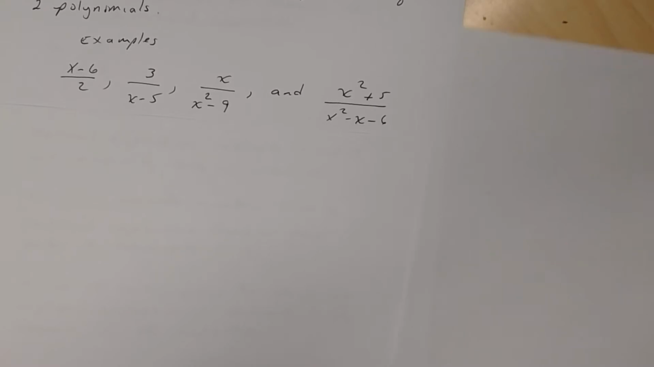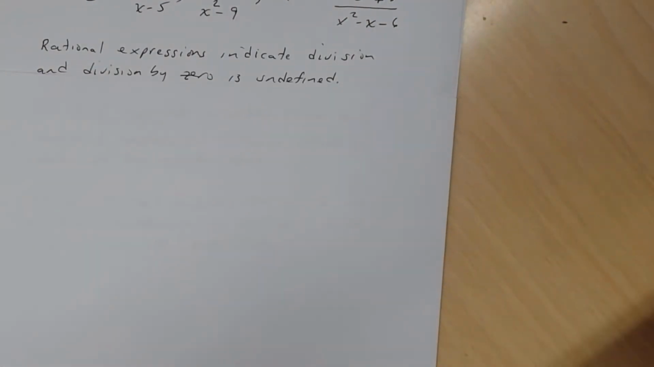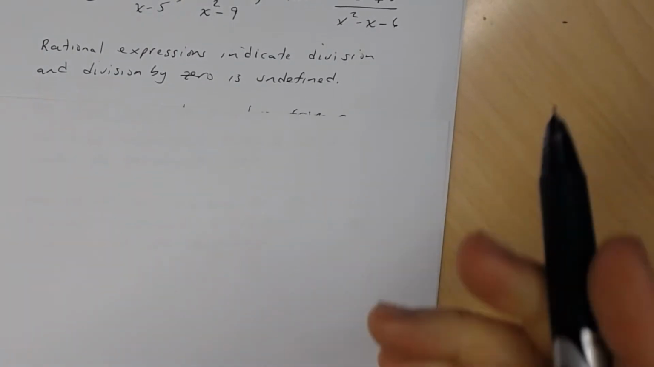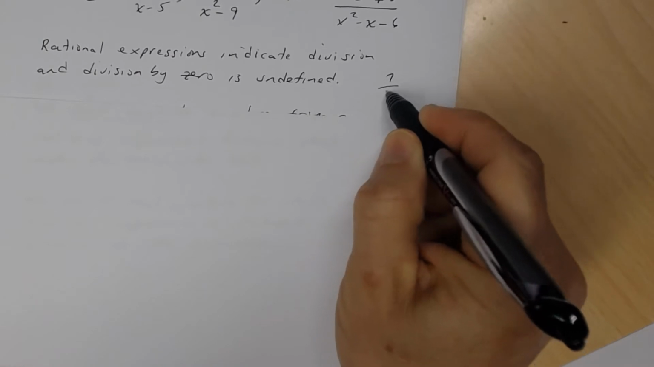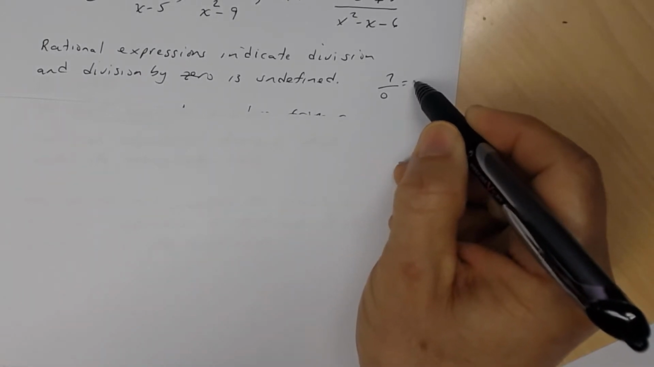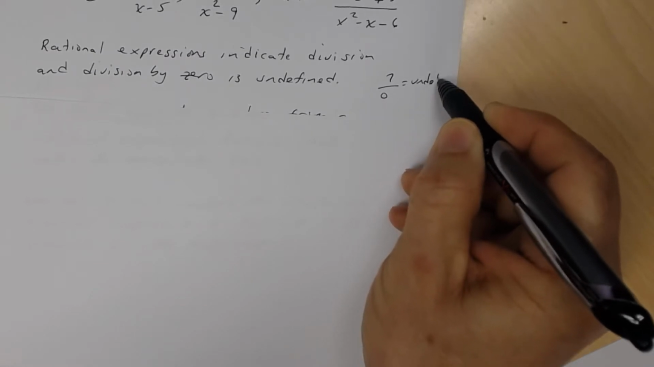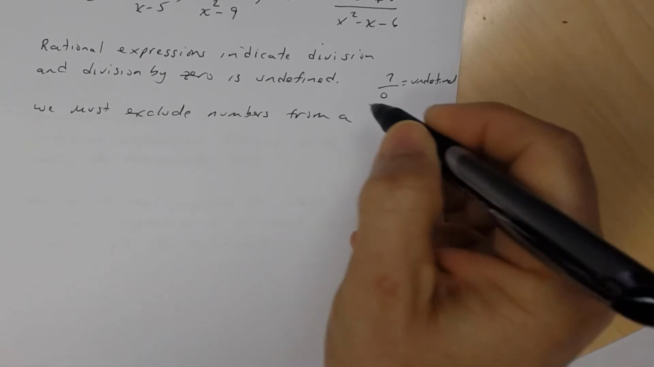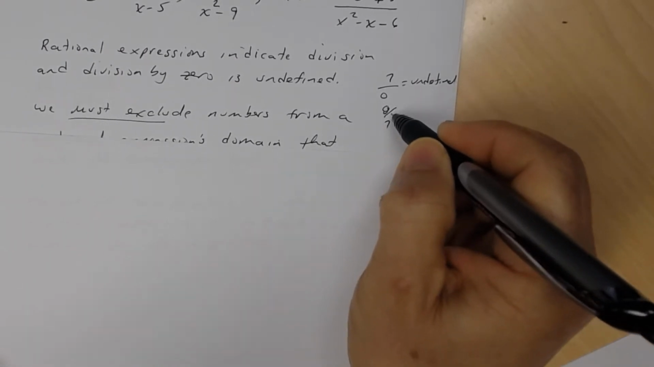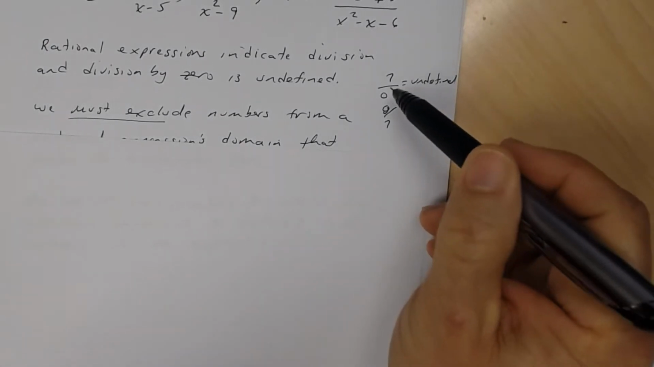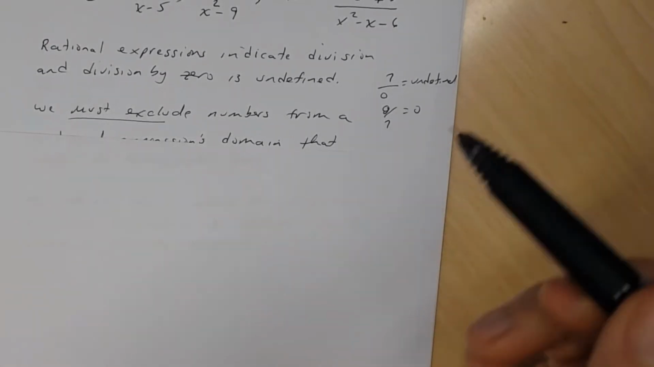Okay, now, rational expressions indicate division. And remember, division by 0 is undefined, so you can't divide by 0. So, for example, 7 divided by 0, if you put that in your calculator, you're going to get an error or something. So that's undefined. Now, you can have 0 in the numerator. If you put 0 divided by 7 in your calculator, you will get 0. So you just can't have 0 in the denominator.